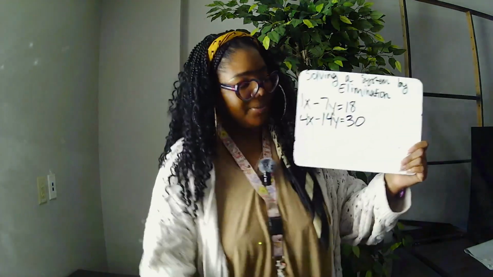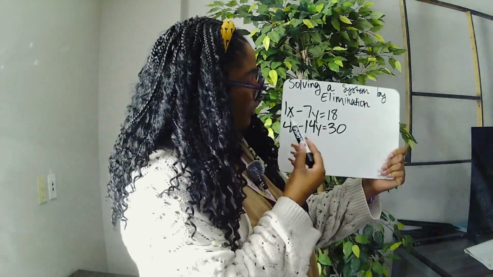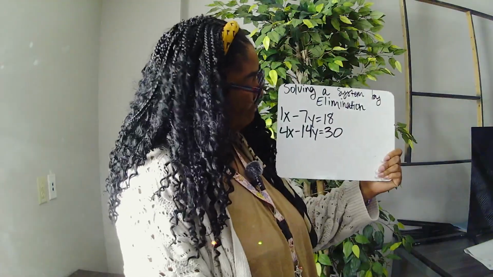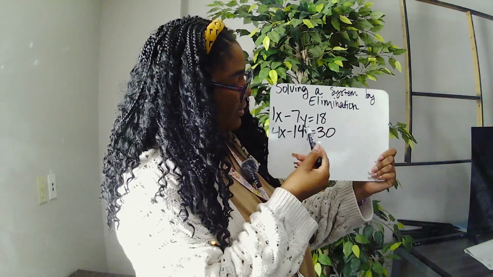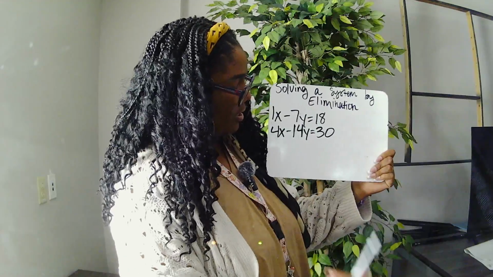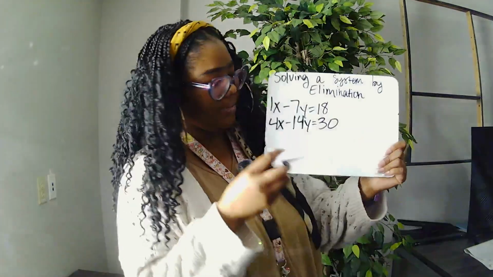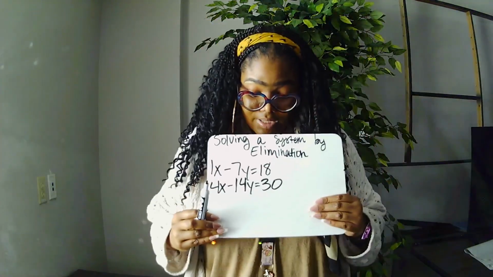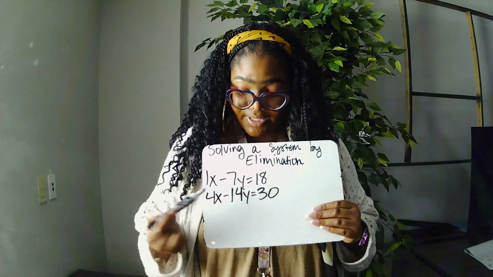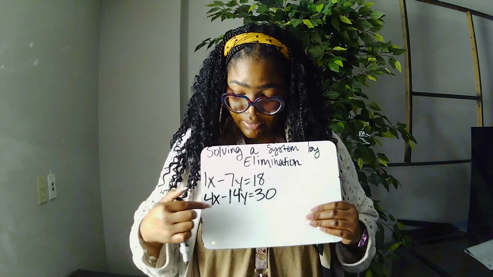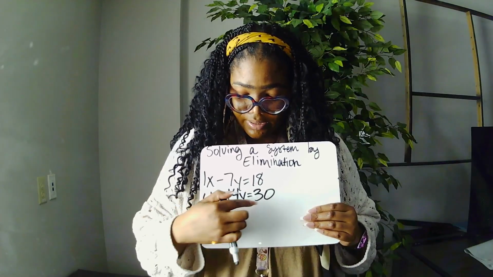So let's see what we have here. We have 1x. By the way, this will be an understood one. I just went ahead and put the 1 there. 1x minus 7y equals 18. And we also have 4x minus 14y equals 30. So if I look at all 6 numbers I have, meaning I have a 1, a 7, an 18, a 4, a 14, and a 30.